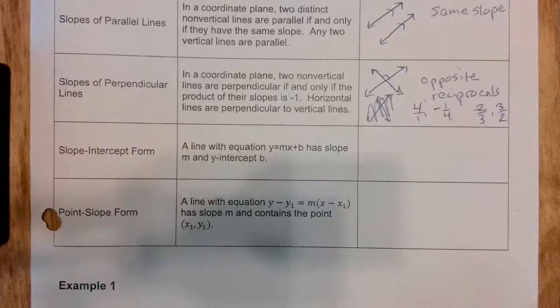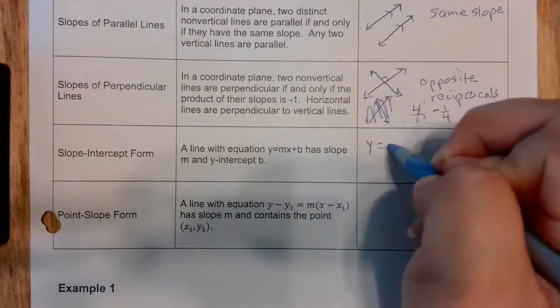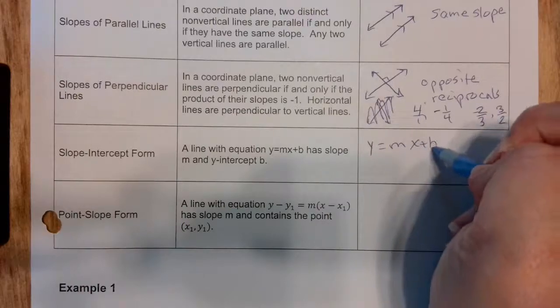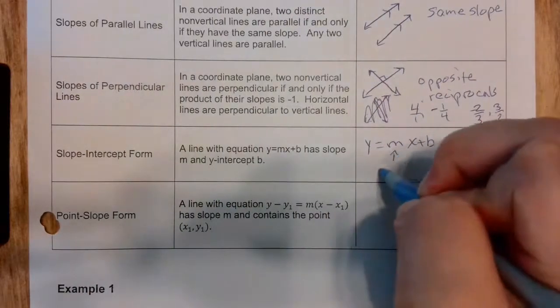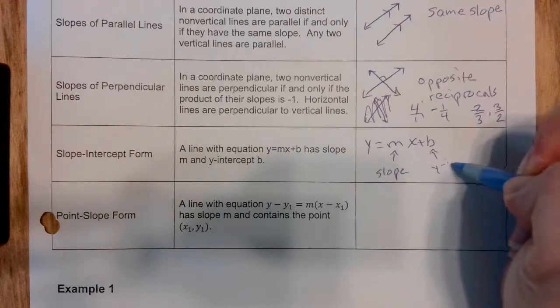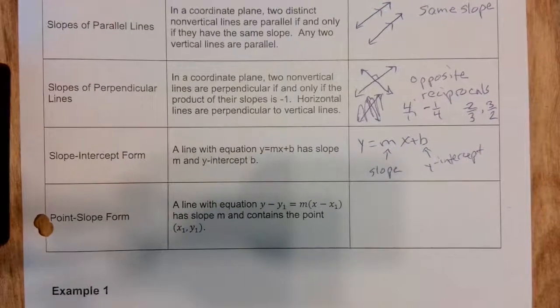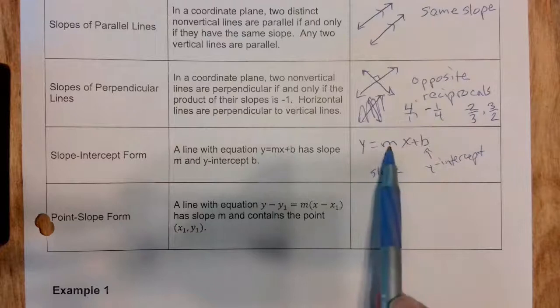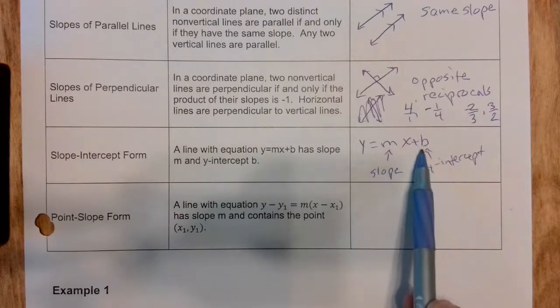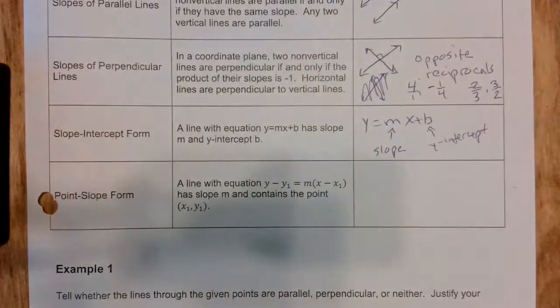Slope-intercept form is one of the things you probably remember the most from Algebra 1, probably in the fall. y = mx + b. m is the slope, and b is the y-intercept. It's called the slope-intercept form because when you look at this form, you immediately see the slope and you immediately see the y-intercept. Slope-intercept form is typically how you're going to write your answers.